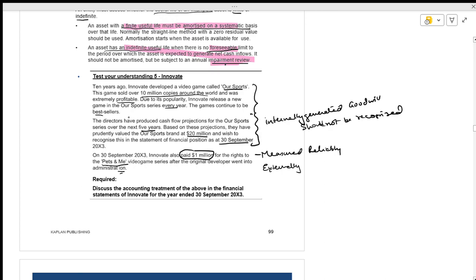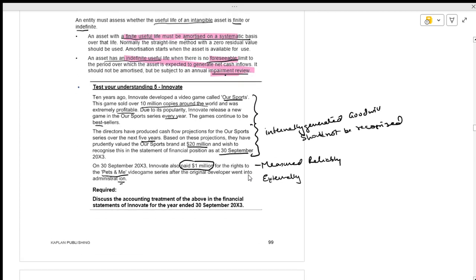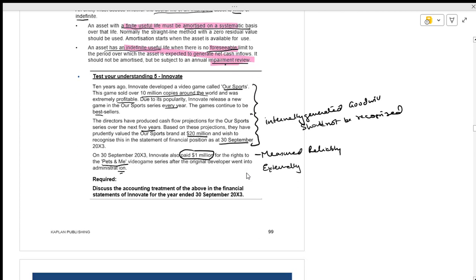Now, what will we use? We will use amortization, or we will use impairment. They also paid 1 million for the rights of the video game after the original developer went into administration.